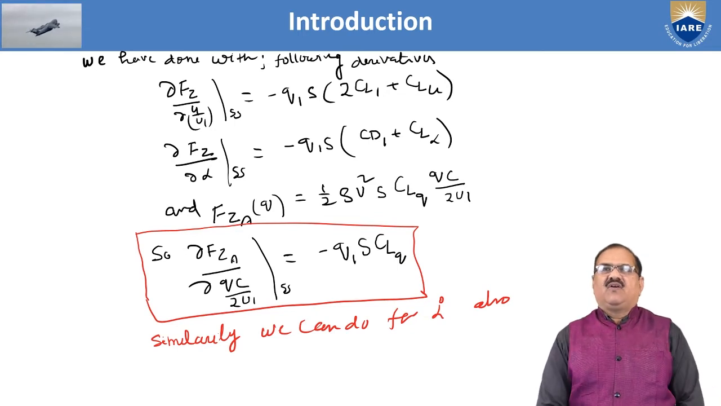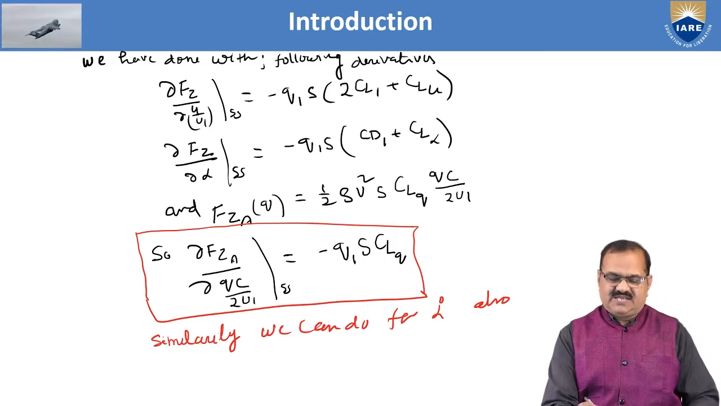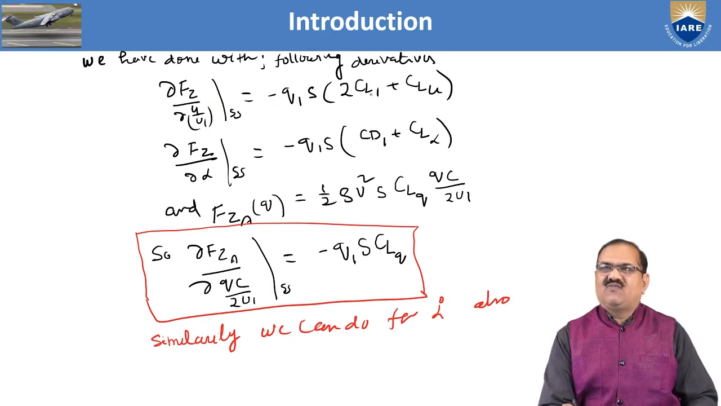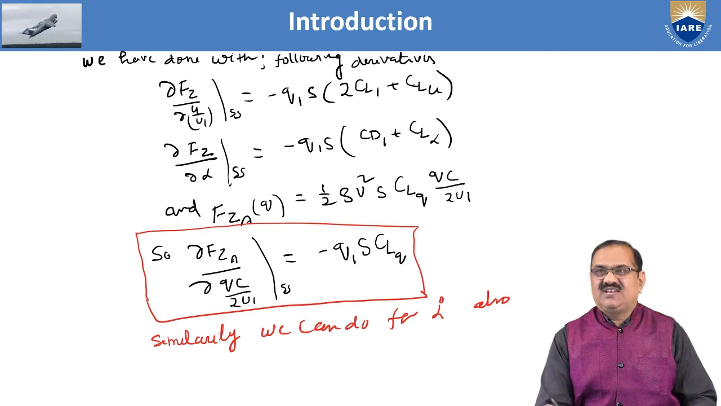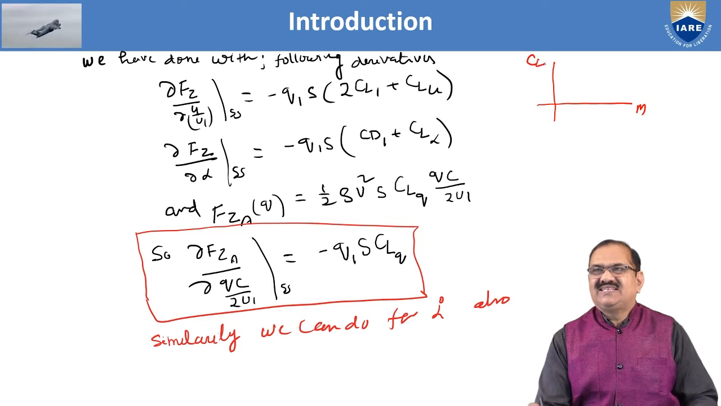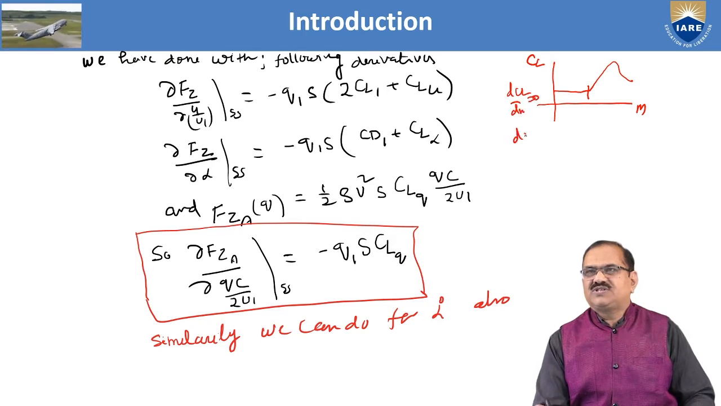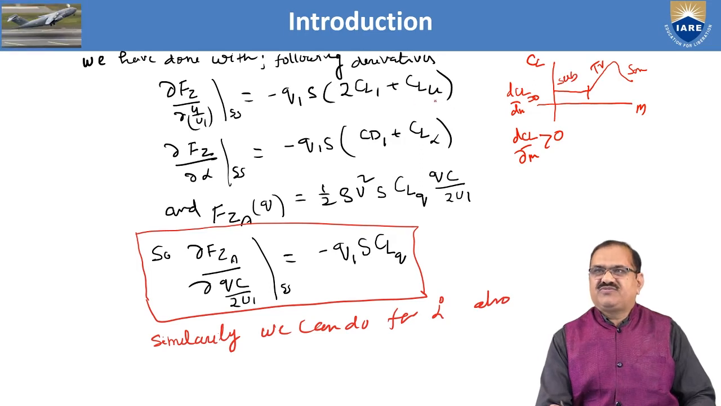So we have done the following derivatives in my previous class. ∂Fz/∂(u/u1) at steady state is equal to minus Q S (2 CL1 plus CLu), and in this CLu, if we draw, this is the Mach number and this is the CL. This CLu will be like this. So ∂CL/∂M is equal to 0, and if ∂CL/∂M is greater than 0, it is transonic, and this is the sonic, and this is the subsonic. Okay, so this gives this one.